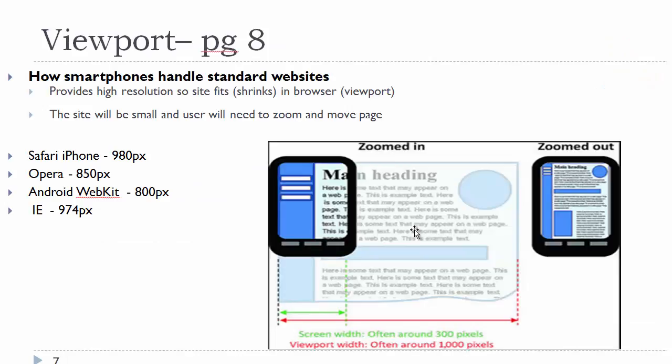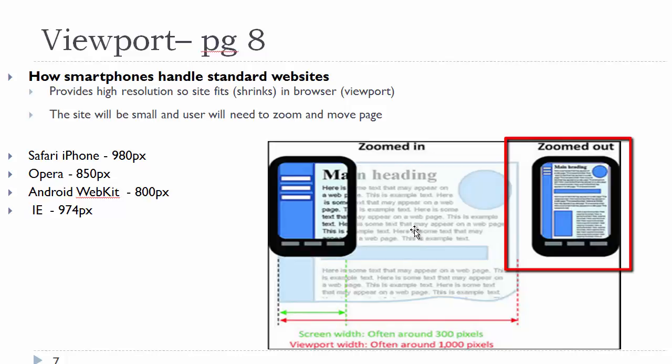So let's talk about the Viewport. When the smartphones first emerged back in 2007, the developers created the ability to shrink the normal website so that it would fit into the browser, which is also the viewport of the mobile phone. So if you look here on the right, the mobile device, the phone, is set up so that it will accommodate a full website in its viewport.